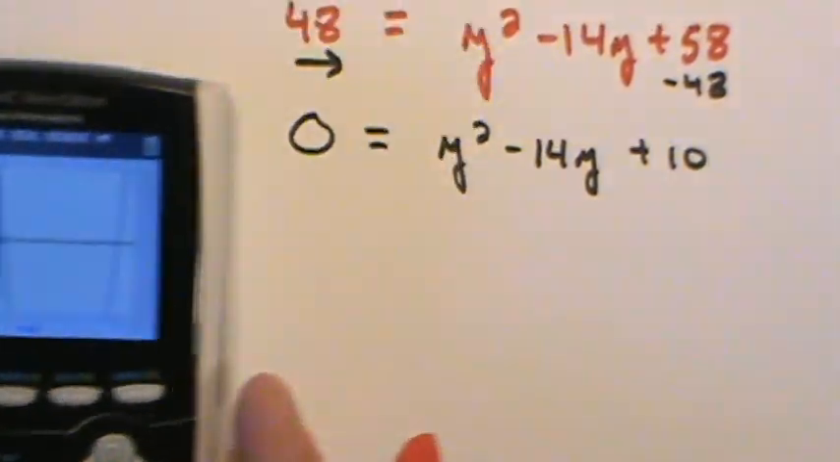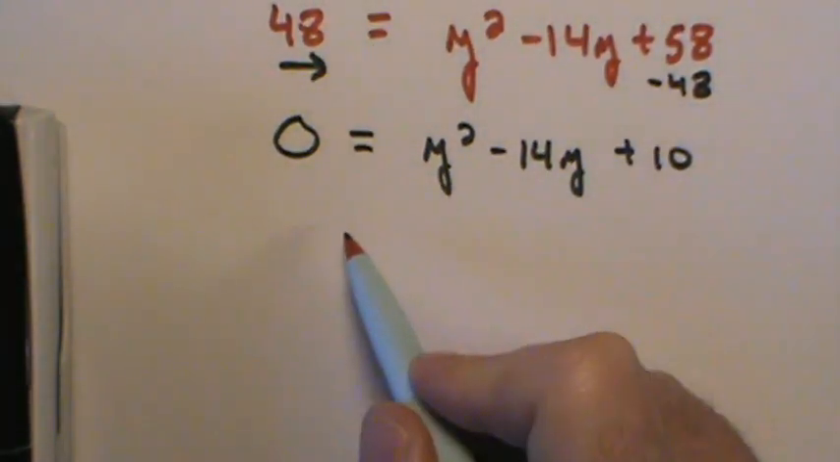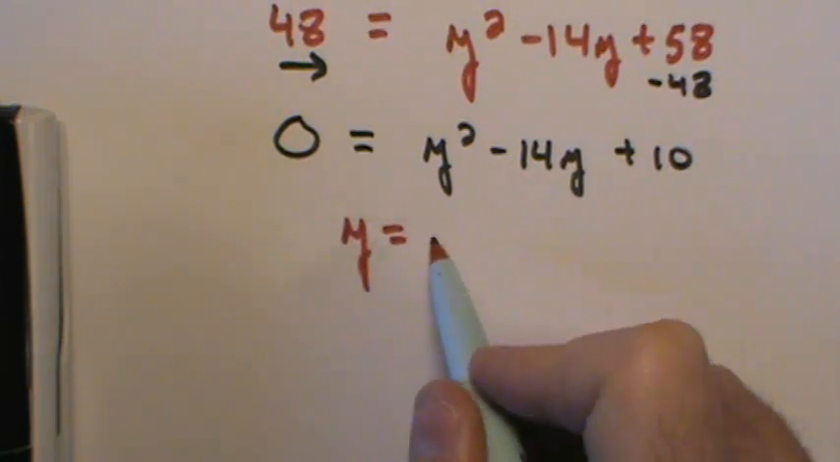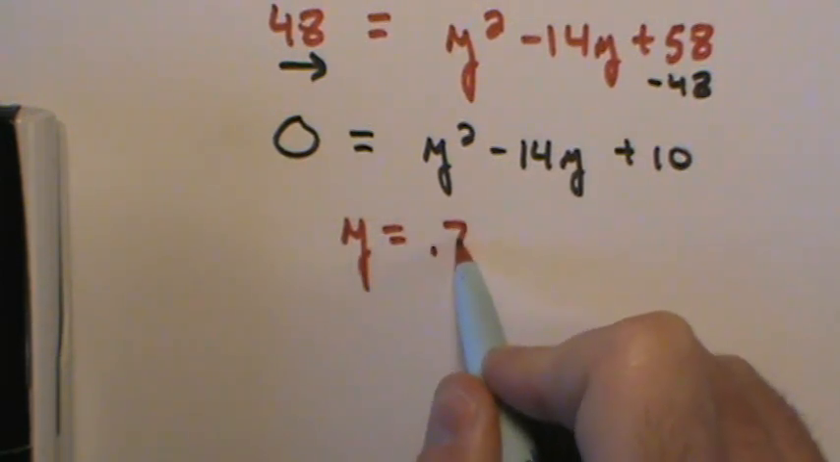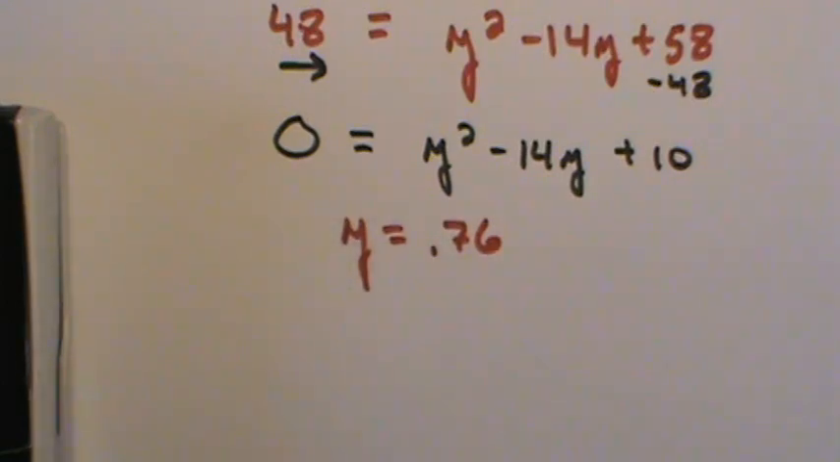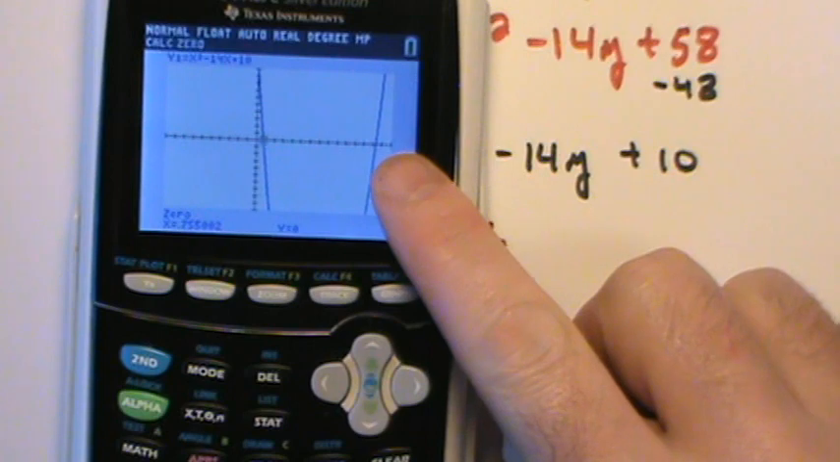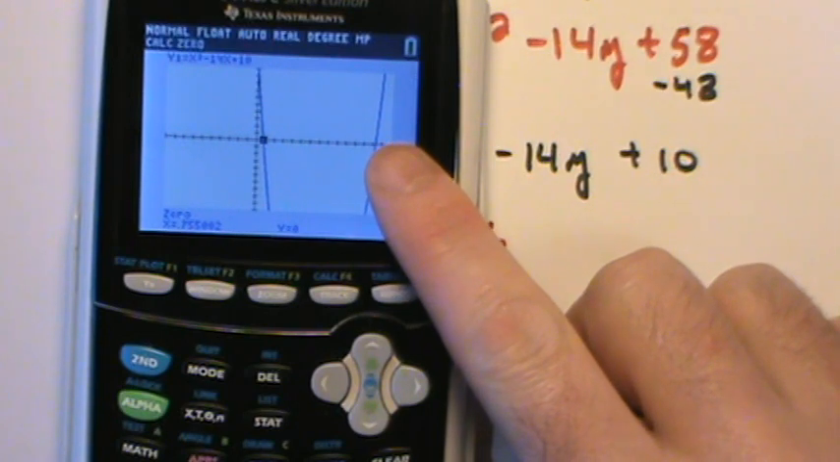It tells me my first solution would be y equals, now I'm going to round that to 2 decimal places. In this case it's going to be 0.76. And then I need to find the second 0, the second place where it crosses the y-axis, the x-axis.